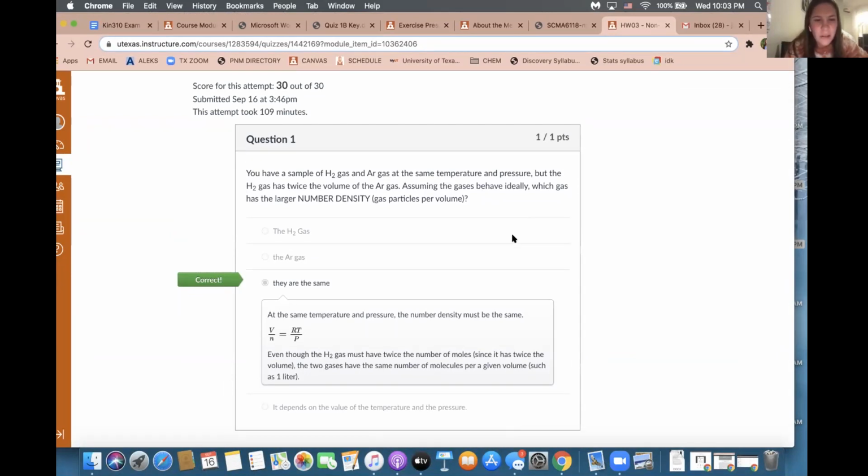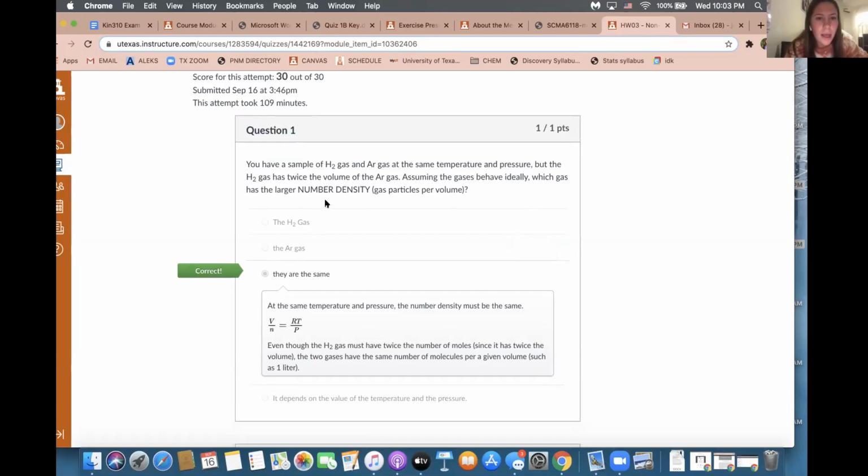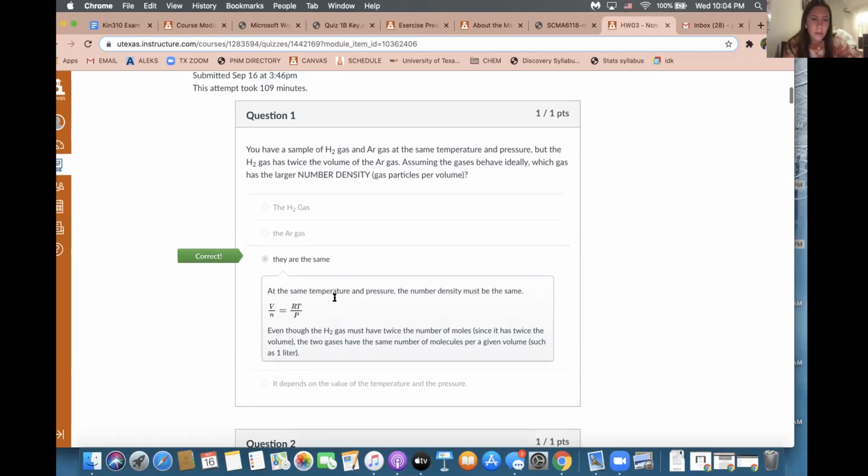Wait, maybe I know how to do this one. I got a little confused: number density is moles per liter, right? And then mass density, I don't understand fully. You know how N equals M over the molecular weight? I'm thinking the mass density is probably the number of moles times the molecular mass. Okay, that's probably it.